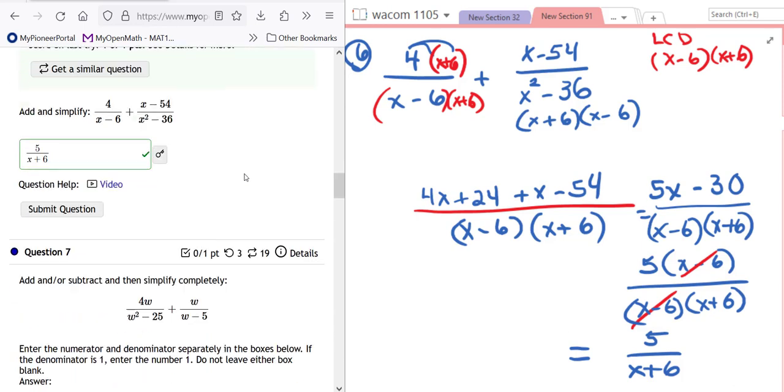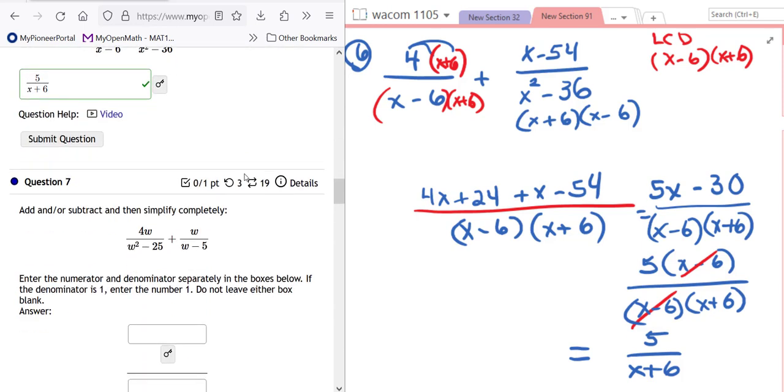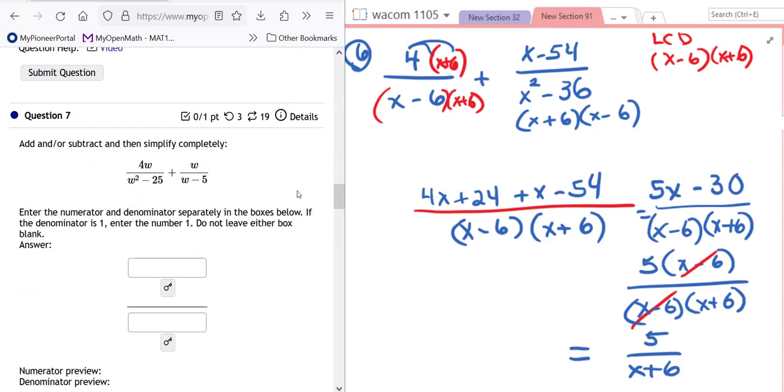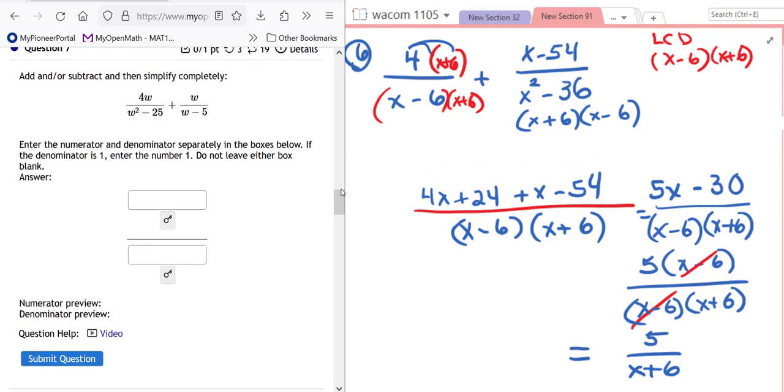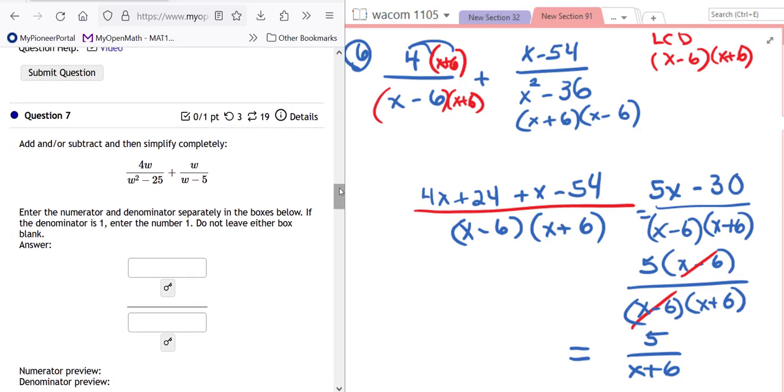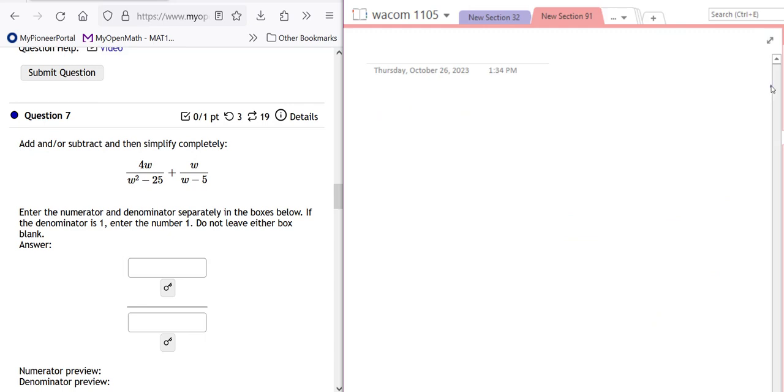Good. All right, question 7 is going to be a similar one. We'll go ahead and do it. That way you'll have plenty of examples. It's going to be nice because one of the fractions is already going to have everything. When you factor, it's going to have some of the same pieces there.